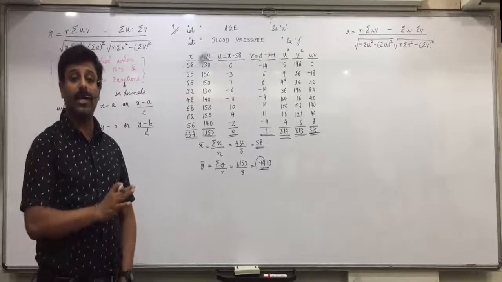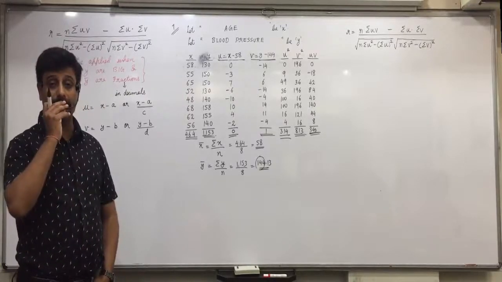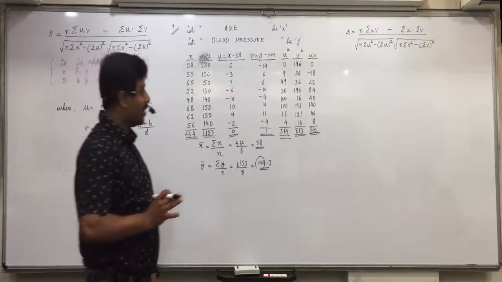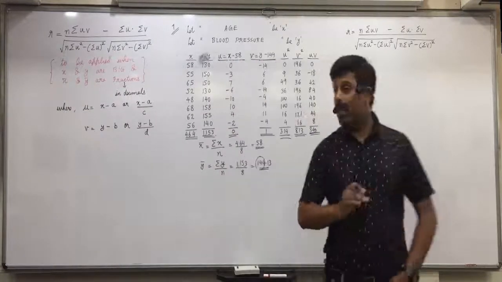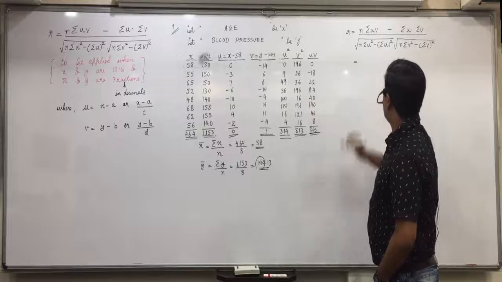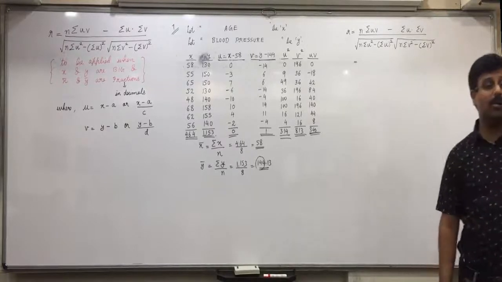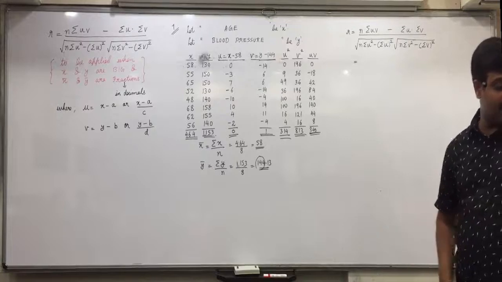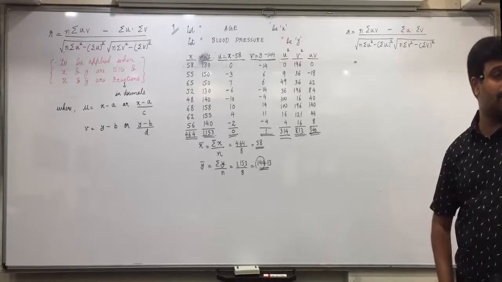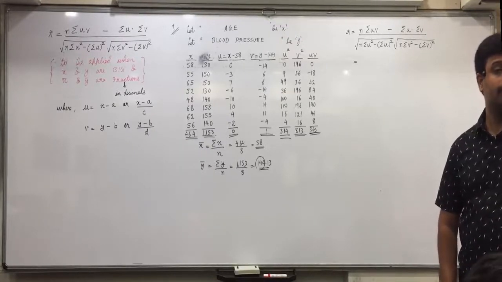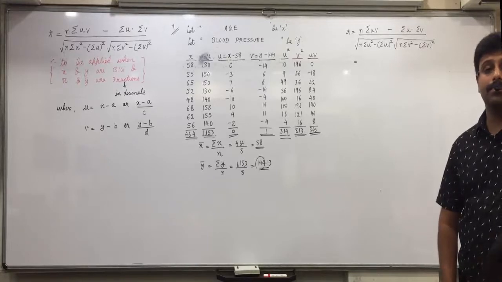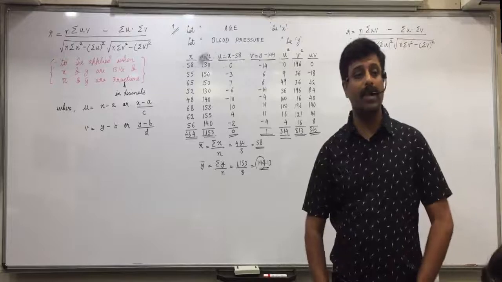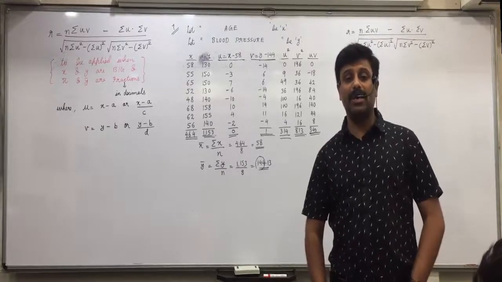Anyone having any doubt up till here? What is the confusion this side? Confusion is clear. Now write the formula: n sigma UV minus sigma U sigma V upon root n sigma U square minus sigma U whole square and root n sigma V square minus sigma V whole square. Who all are writing the formula still?